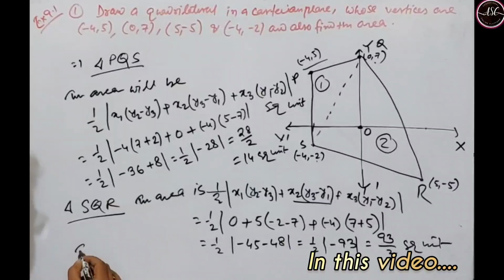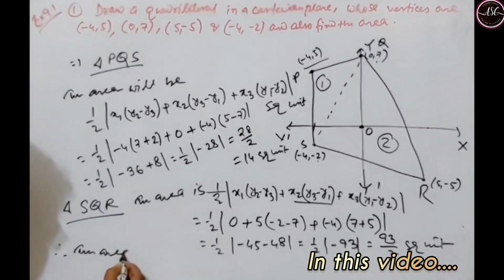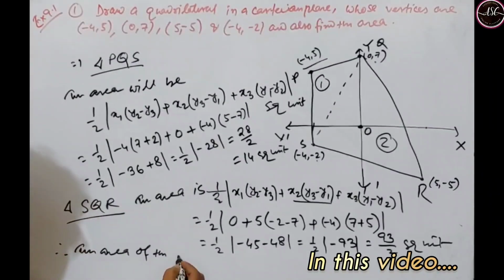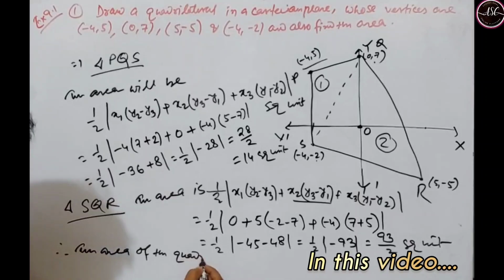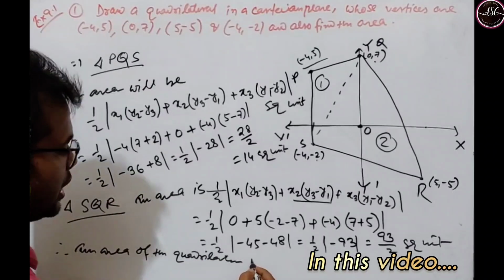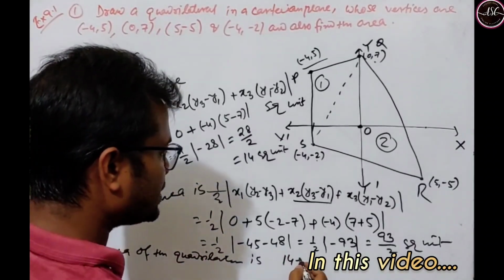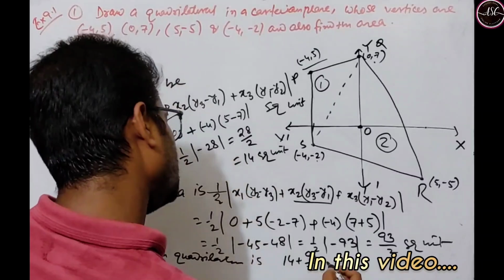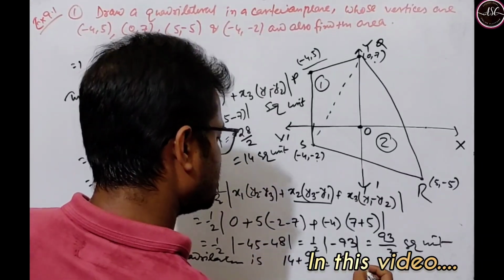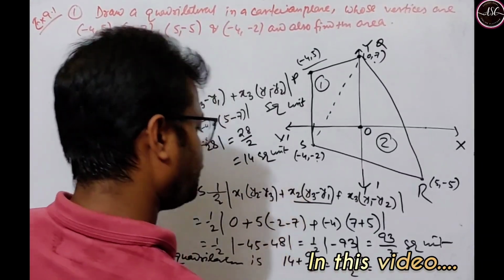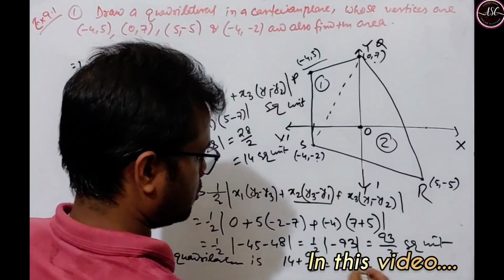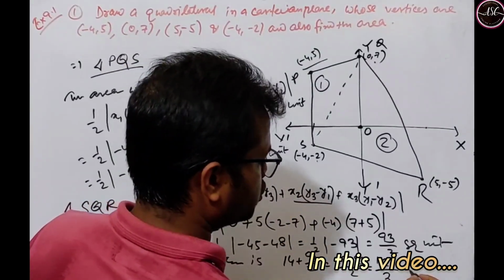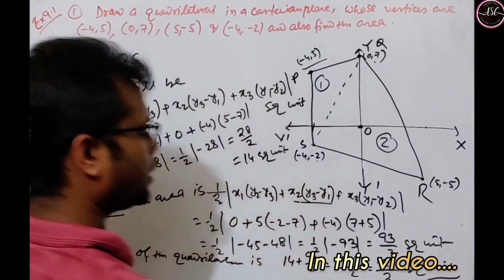So the area of the quadrilateral is 14 plus 93 by 2, equal to 28 plus 93 divided by 2, that means 121 by 2 square unit. Okay, clear?